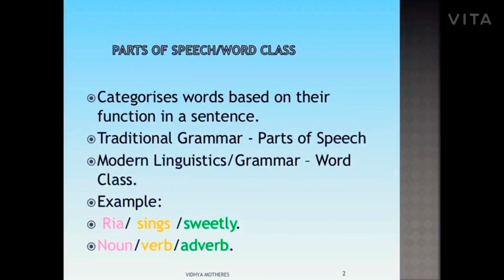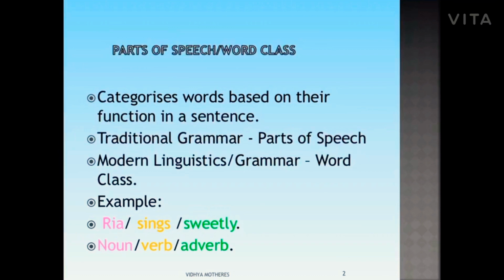Parts of speech explain how a word is used in a sentence. It categorizes the words based on their function in a sentence. In traditional grammar, we use the word parts of speech, and in modern linguistics or modern grammar, we refer to it as word class. Let's see an example now.